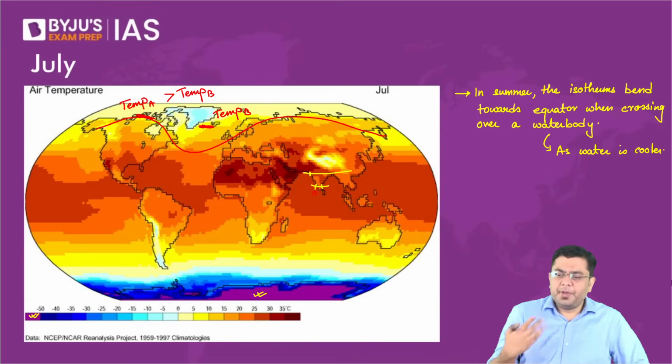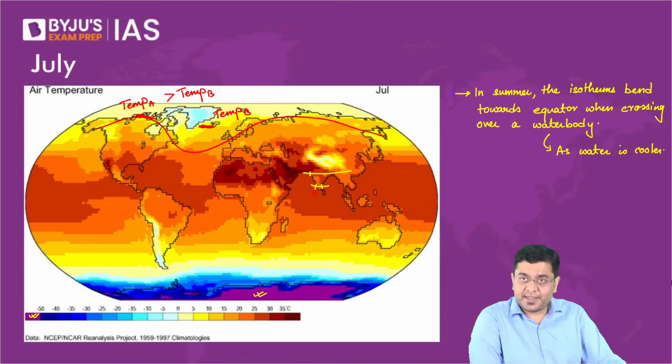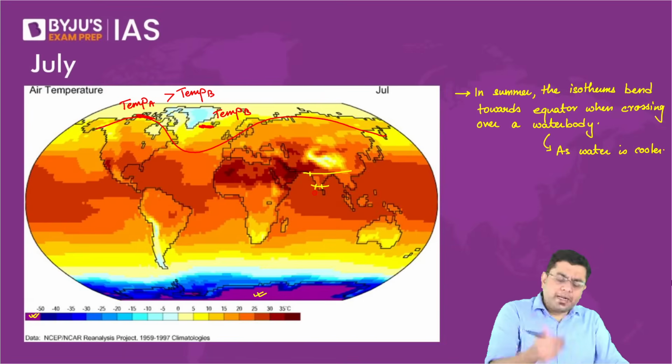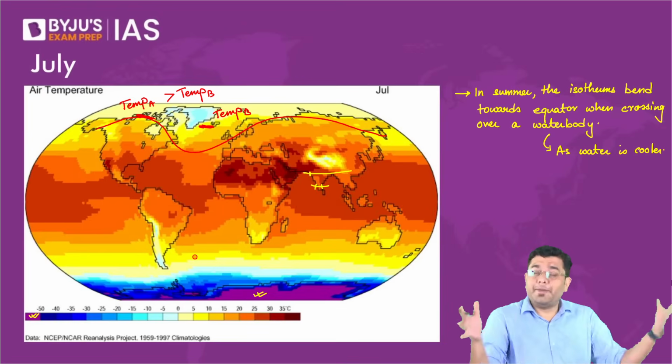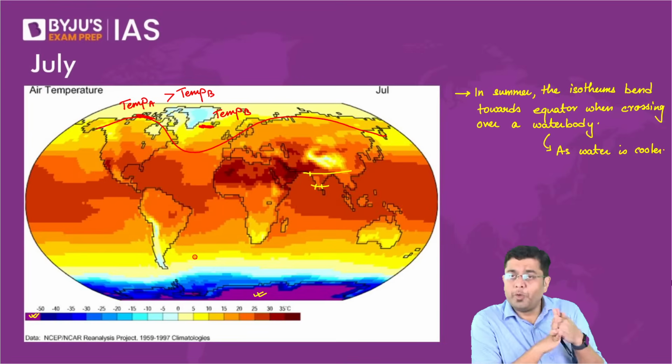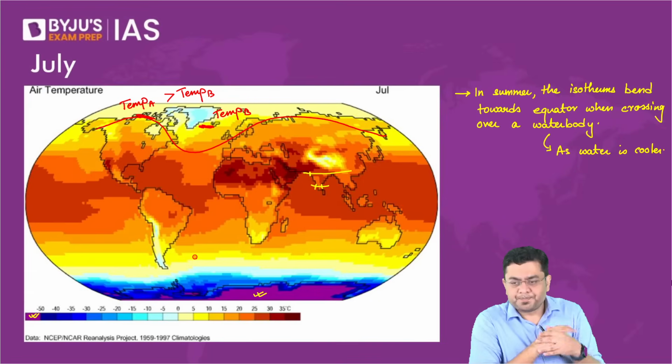That is why the isotherms will never be straight unless you are in the southern hemisphere, which is dominated by water. Overall, there is nothing but water, so the temperature will remain consistent. But in the northern hemisphere, when you have so much land, the influence of the land will be quite apparent and quite significant. Okay?